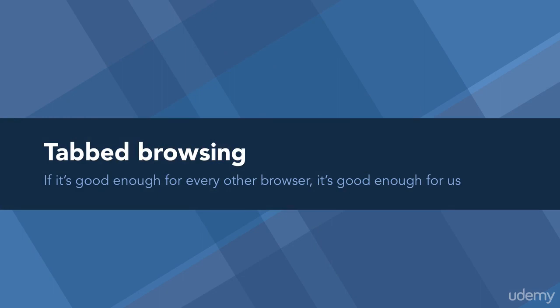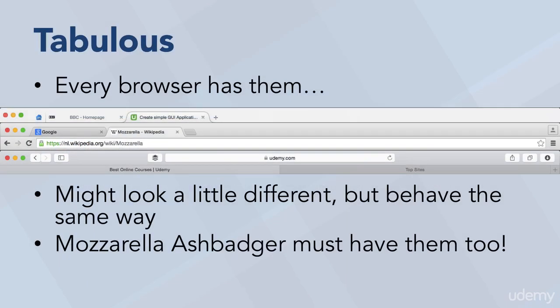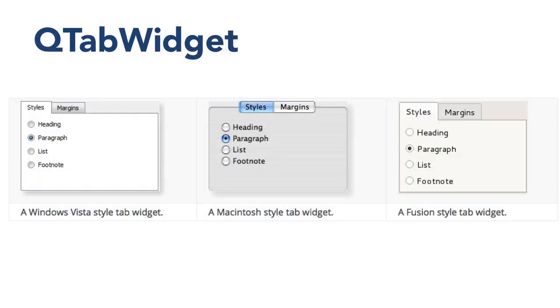So this is the final step in creating our application Mozzarella Ash Badger. And what web browser is complete without tabbed browsing? You find tabs in Firefox, Chrome, anything really. And if it's good enough for them, it's good enough for Mozzarella Ash Badger. Now we've already introduced the QTabWidget, the widget that allows you to tabify multiple widgets. It gives you a nice set of tabs along the top, and only one of them is visible at any one time. So making tabs out of the browser is actually fairly straightforward in Qt.